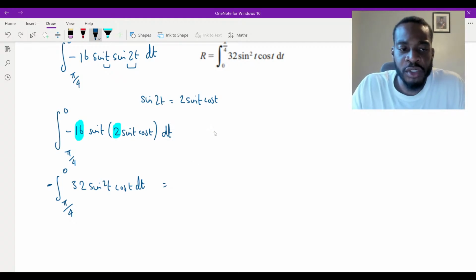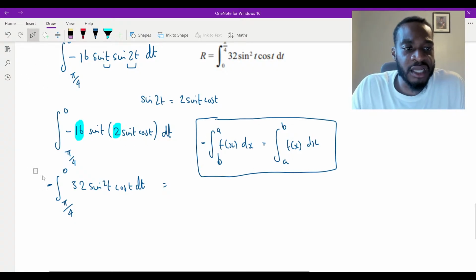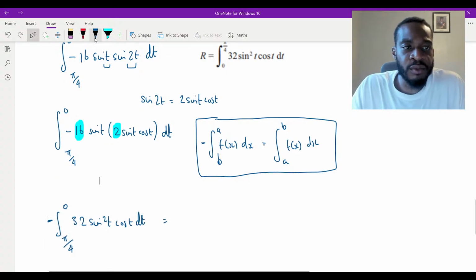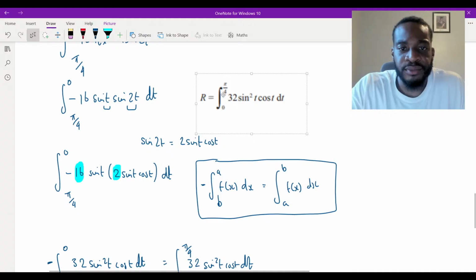So if I've got the integral of minus, and then b would go here, and then a of f of x, dx, this is just equal to the integral of b to a of f of x. You don't even need to prove it for your exam. You can just quote it. So that's just something to memorize, just in case you see that come up tomorrow. So with that being said, bring this down. We're going to have the integral between pi over 4 and 0, switch the limits, and then 32 sine squared t cos t dt. And that is the show that done. Does that make sense, guys?